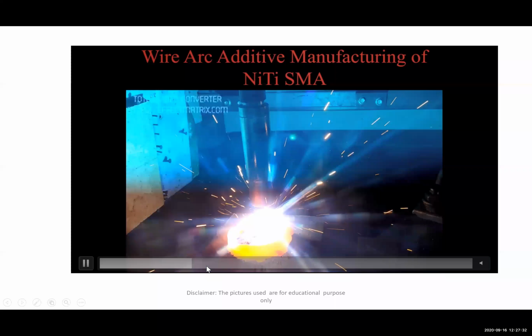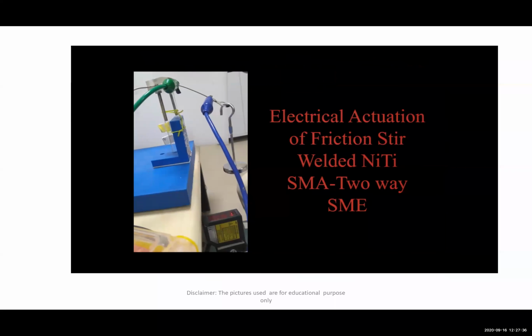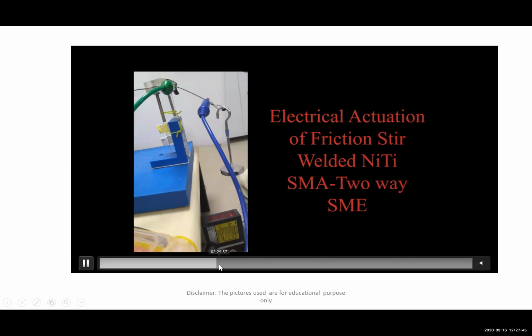Okay, so this is an electrical actuation unit which we have developed for studying friction stir welding. Basically, it's an indigenously developed unit for testing shape memory alloy friction stir welded structures.